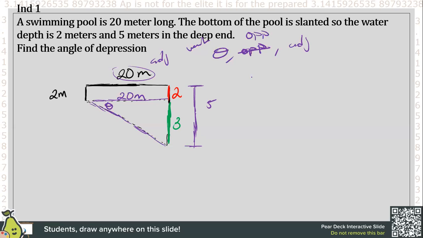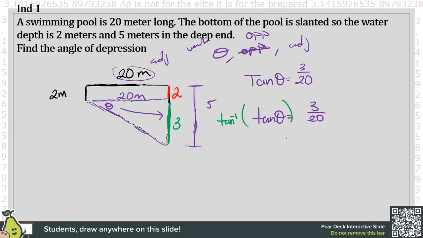This right here is referring to our tangent. So tangent of theta is equal to my opposite side, which is 3, because it's the opposite side of this part right here, not the 2. And then we have our adjacent, which is 20. So tangent of theta is equal to 3 over 20. Keep in mind, we want theta itself. So the only way to find theta is to take the inverse tangent of both sides.